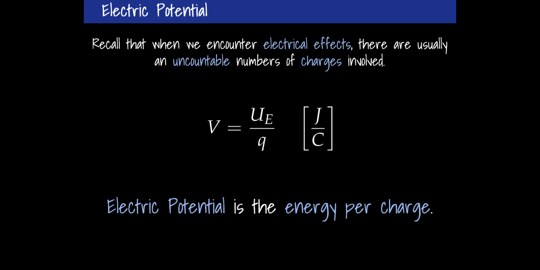But when electrical effects happen, invisible electric effects, which are taking place around us all the time, most often there's a very large number of particles involved. And so we do a thing with electricity that we do not do with gravity. We create a quantity that is known as the electric potential.